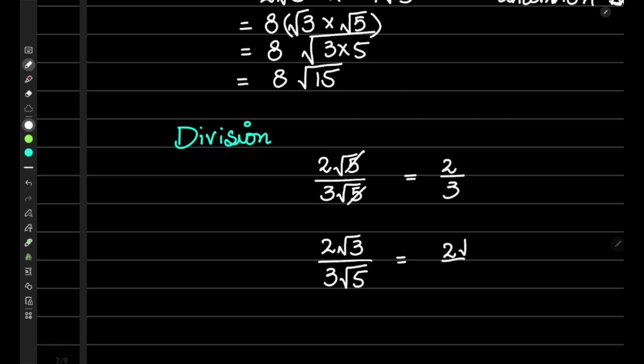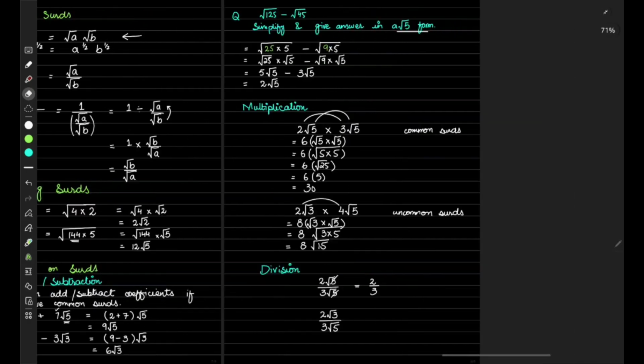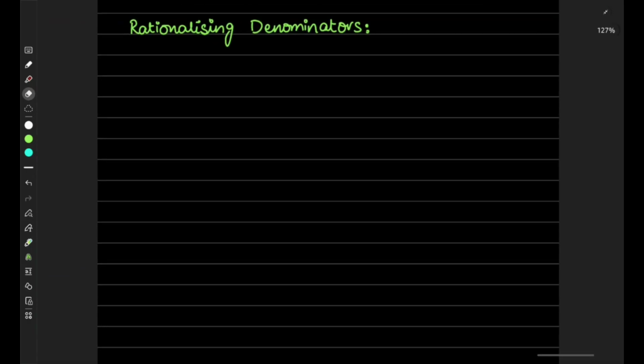2 root 3 over 3 root 5. You can't solve it any further because there is nothing common in between. If there is a common surd, then you can cancel out by first making one whole common surd and then cancelling the common things. But still, this working is not complete. Then what do we actually do? Here comes the concept of rationalizing. So let's talk about rationalizing, then get back to this division thing.